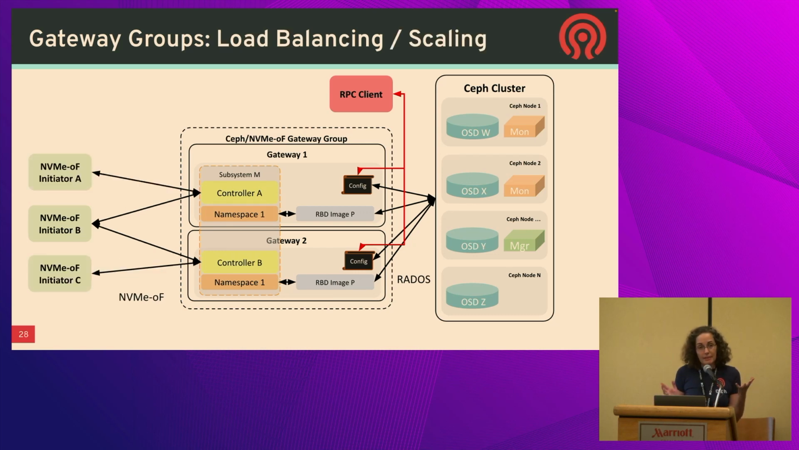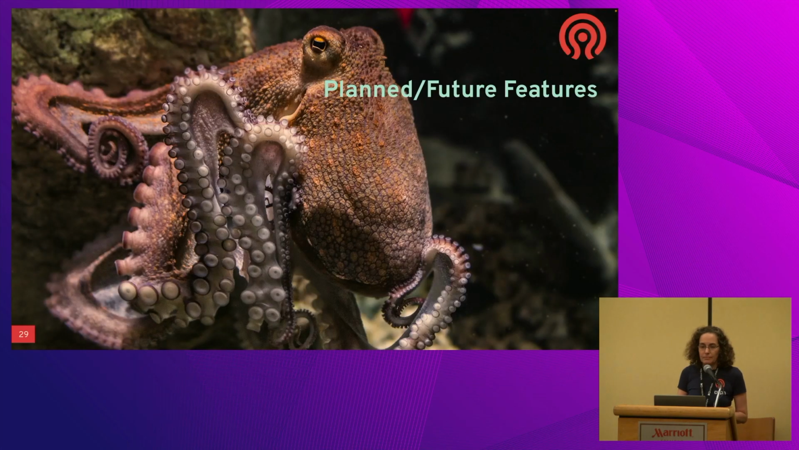You can also use the gateway groups for scaling or load balancing. In some cases, a single gateway cannot give enough IOPS for several initiators using the same namespace. In that case, we can use more gateways that allow access to the same namespace without high availability. Basically, all will be optimized. So those are all the things we have. Now I'm going to talk about what we are still working on.